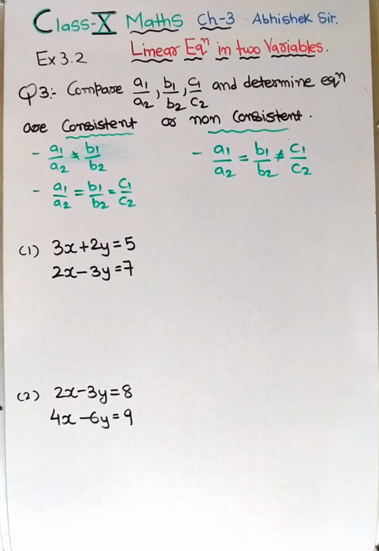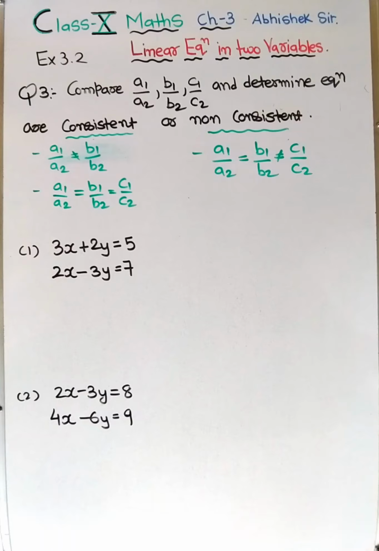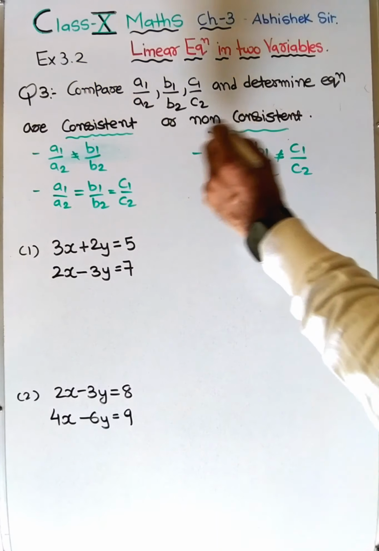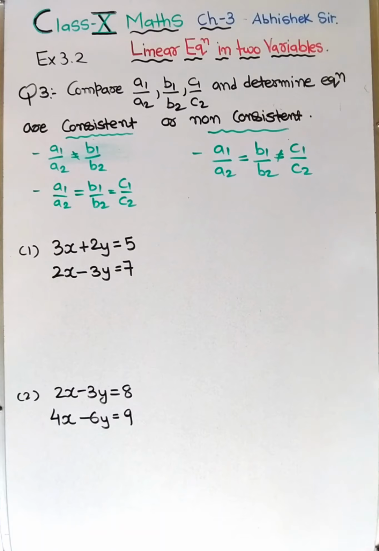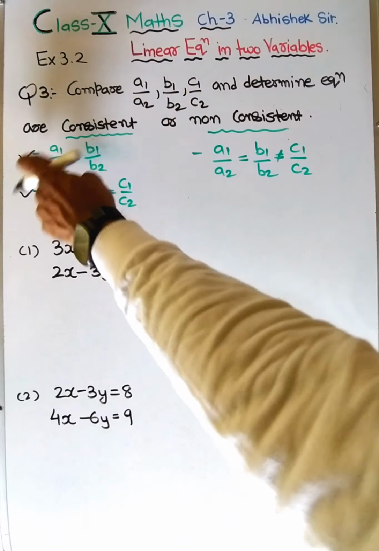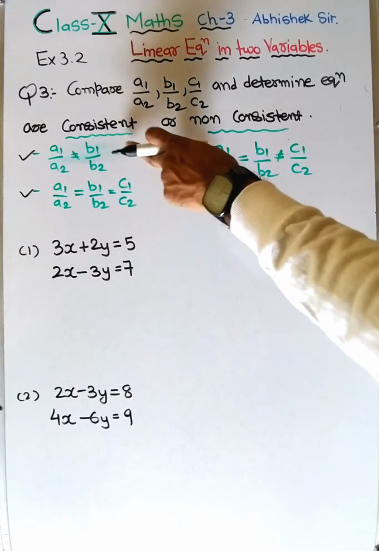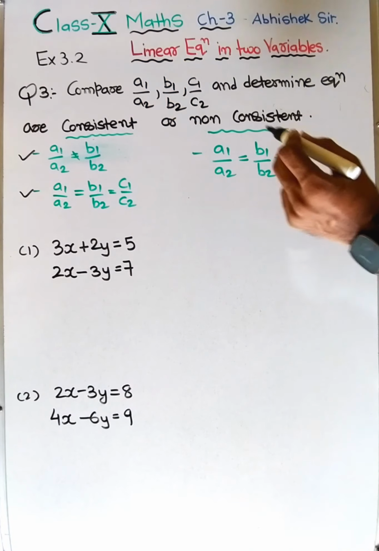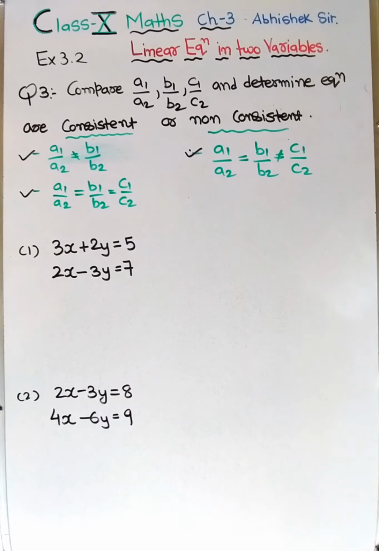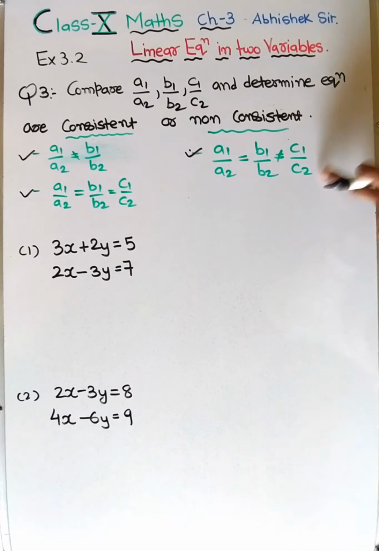Now in the third question, again we have to do the same: compare A1 by A2, B1 by B2 and C1 by C2. But now we have to determine whether the line equations are consistent or non-consistent. So I have written the conditions in which the equations are consistent: A1 by A2 is not equal to B1 by B2, consistent. A1 by A2, B1 by B2, C1 by C2 all the same, then also consistent. There is only one condition in which the equations are not consistent, that is A1 by A2 equals B1 by B2 but not equal to C1 by C2. Clear? So now let us see by the questions how we can get the answers.